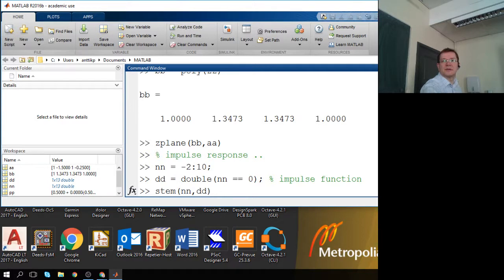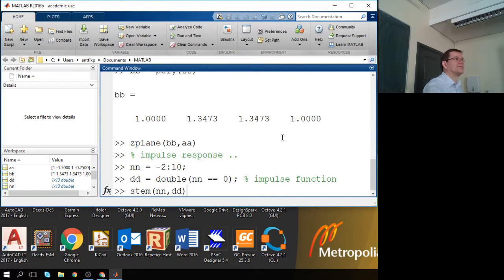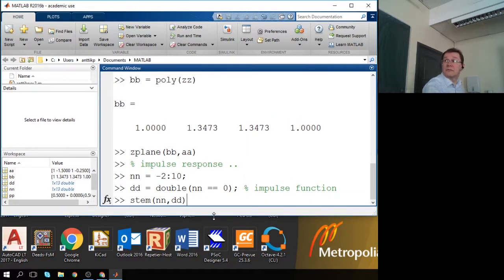So frustrating. Better. Can I draw it a little bit lower? There. Good.